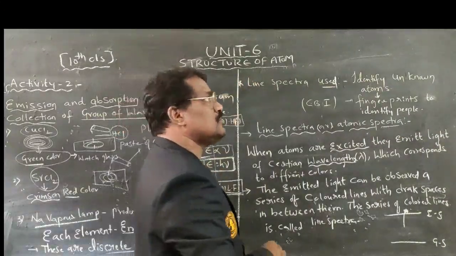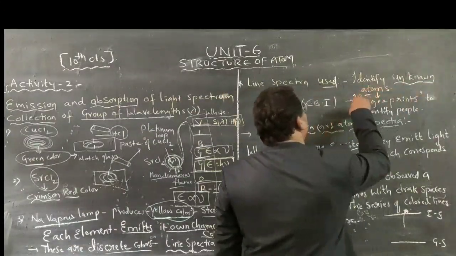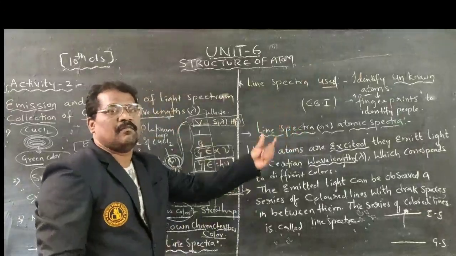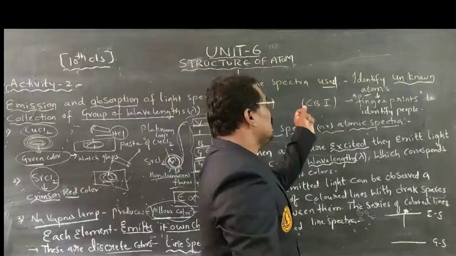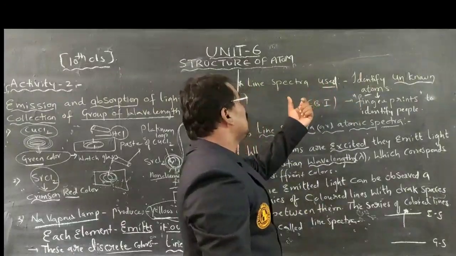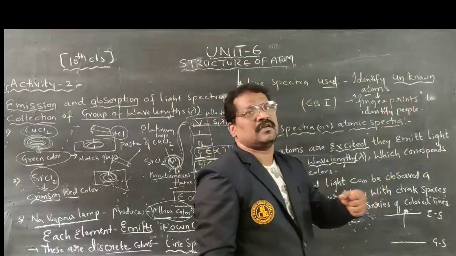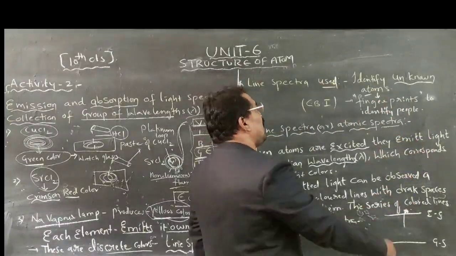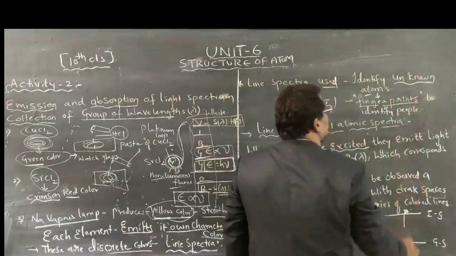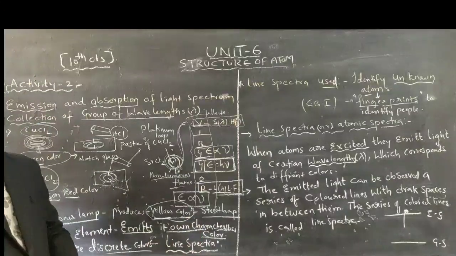This line spectra is used to identify unknown atoms, just like fingerprints. We can use this in the crime branch, the CBI, the Central Bureau of Investigation. They use this line spectra concept to identify an unknown thief. A person who killed someone or stole something can be identified by knowing his fingerprints. That is the concept of line spectra.